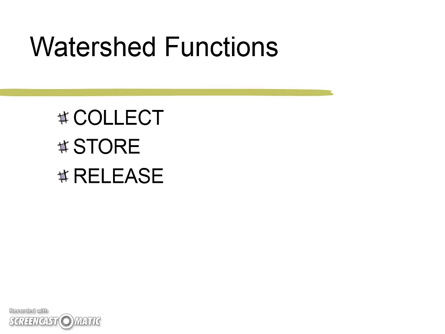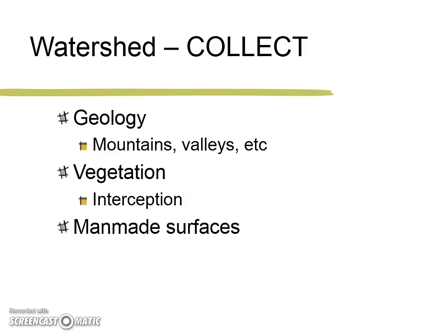So what are the functions? Collect, store, and release. Where's collection? Well, it comes down mountains and valleys, flows down from those sources. Vegetation can absorb the water and maintain it, and then man-made surfaces can actually hold the water in place.